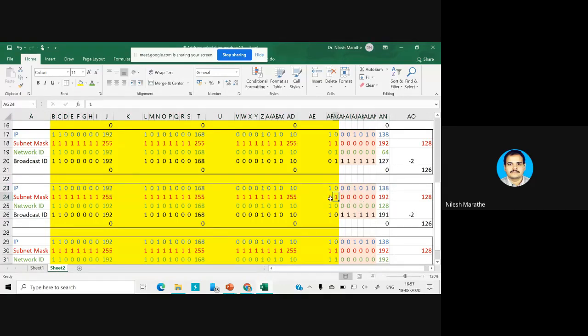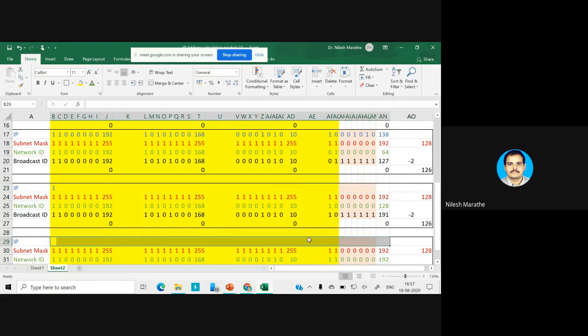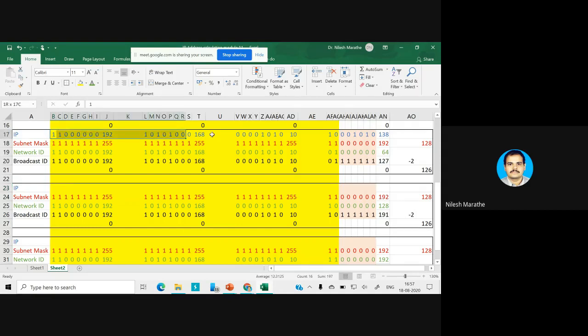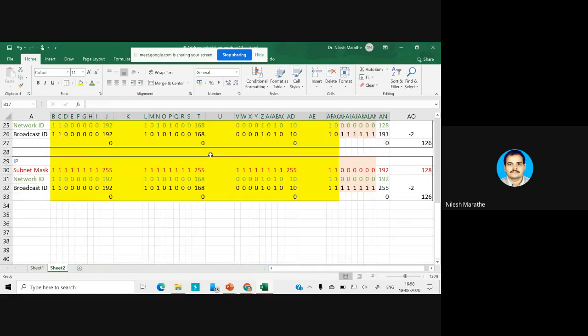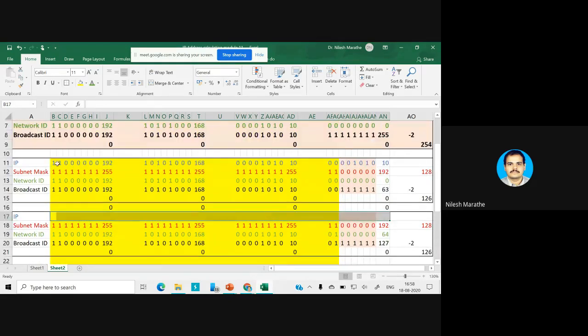Right? Whenever I take the 2 bits from here, whenever I take the 2 bits, I will just remove this if you want. So there will not be any confusion. Currently, I will remove this.